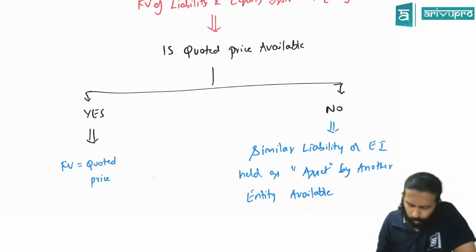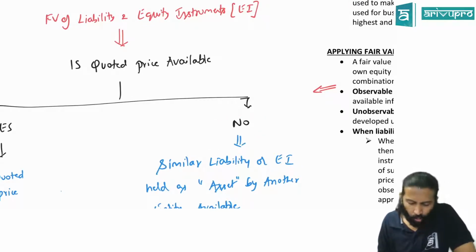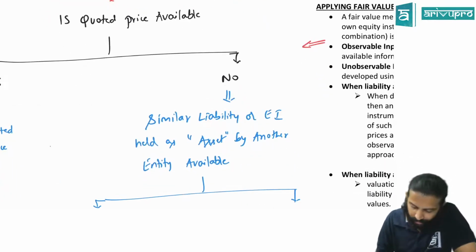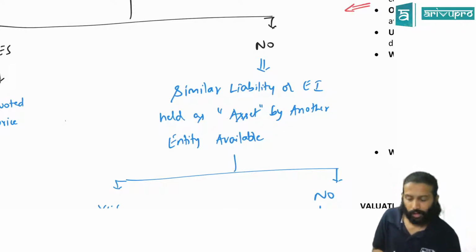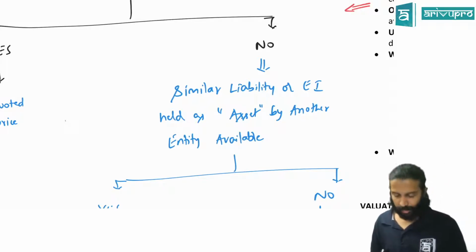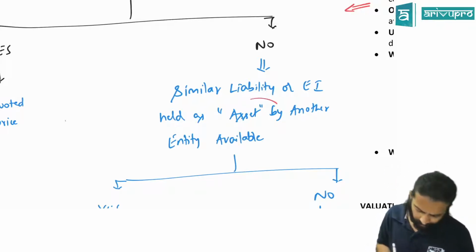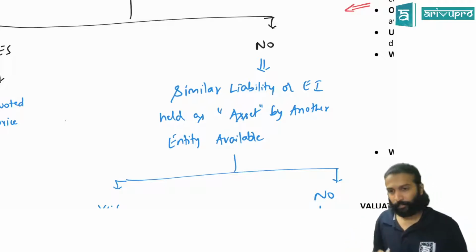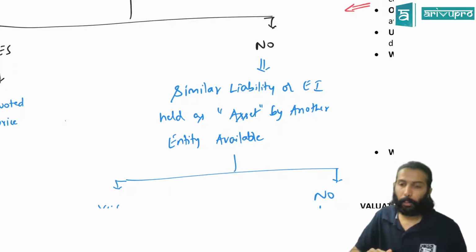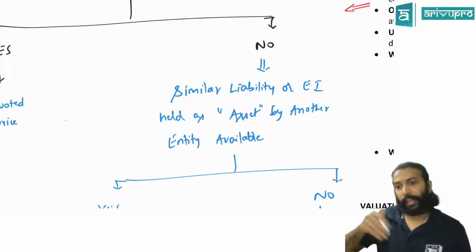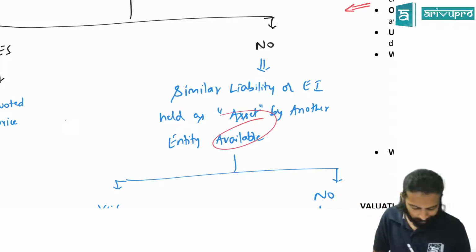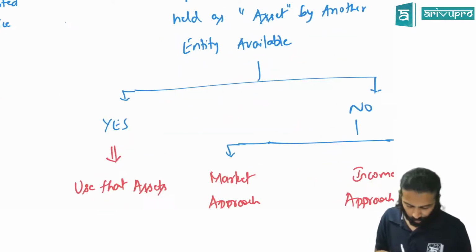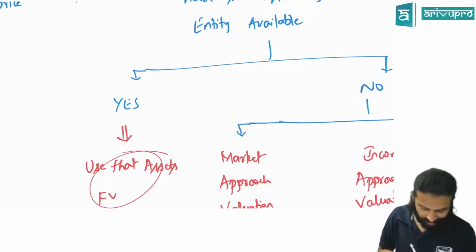Suppose you're not a listed company and don't have any quoted price available. Then what it's saying is, check if a similar liability or equity instrument held as asset by another entity is available. Let's take equity shares: your company's equity shares you're valuing are not listed in the market. But you might have a similar company whose shares might be listed. If their shares are listed, it will be held by somebody as an asset. That asset's fair value you can find out. So they're saying use that asset's fair value.